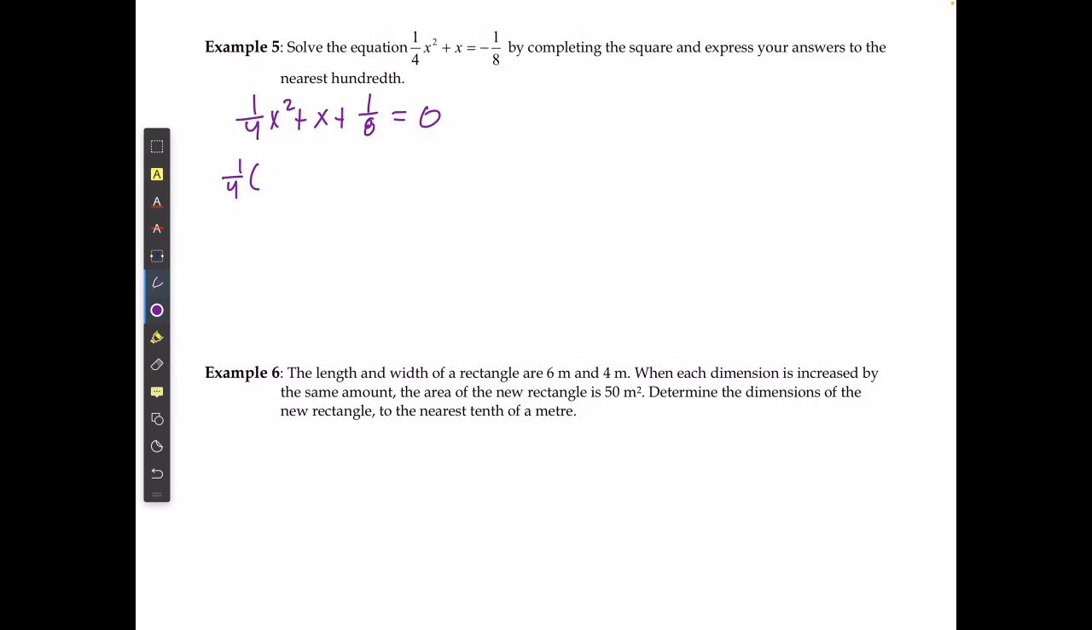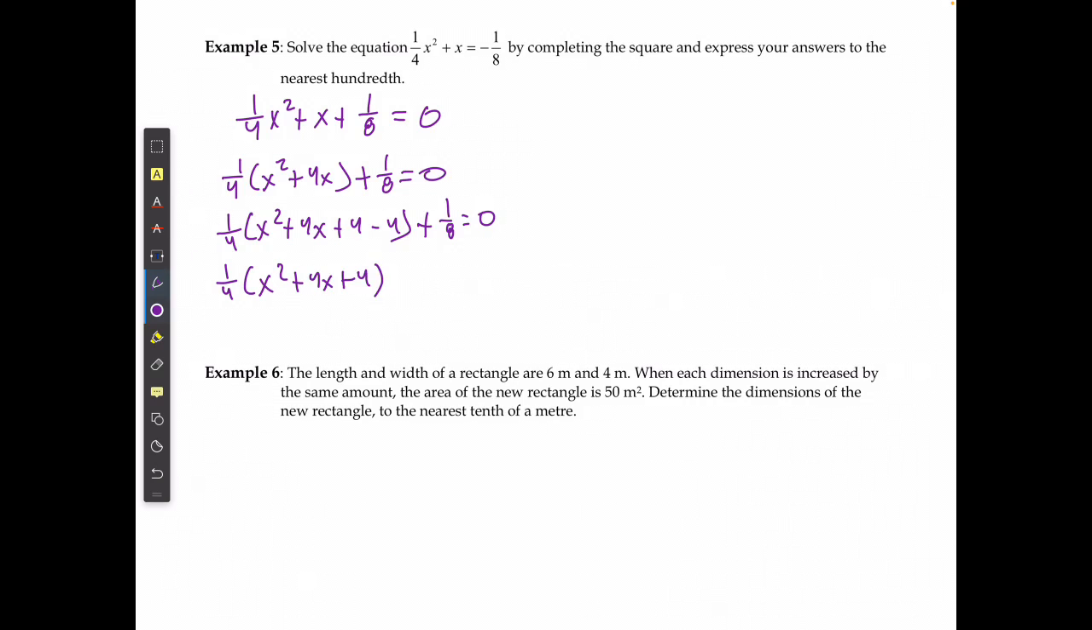1/4 x squared plus 4x plus 1/8 is equal to 0. 1/4 x squared plus 4x plus 4 minus 4 plus 1/8 is equal to 0. 1/4 (x squared plus 4x plus 4) plus 1/8, and then it would be minus 1, but I'm going to write it as minus 8 over 8, so I can combine my final terms, is equal to 0.